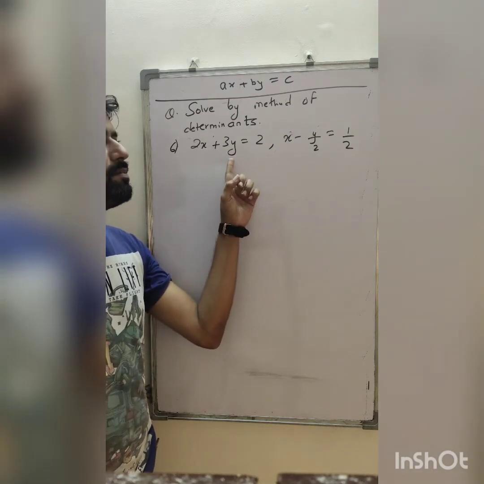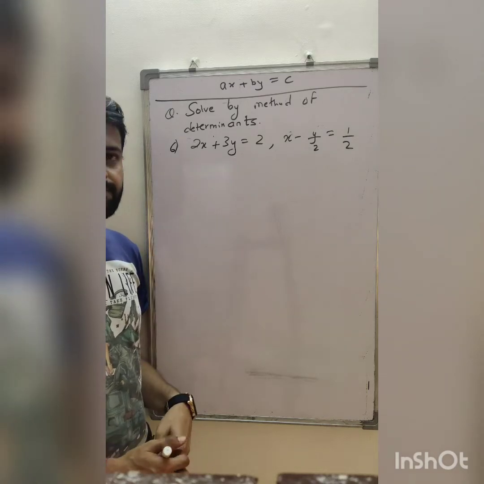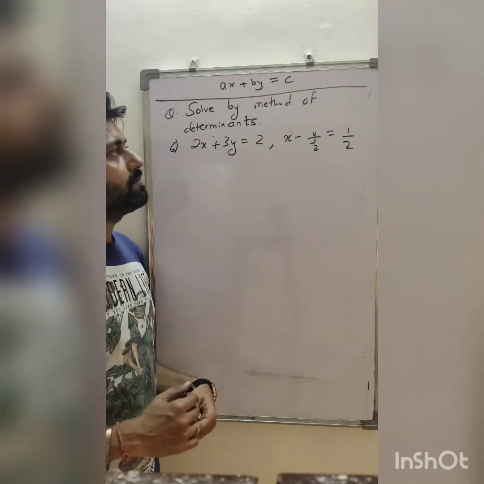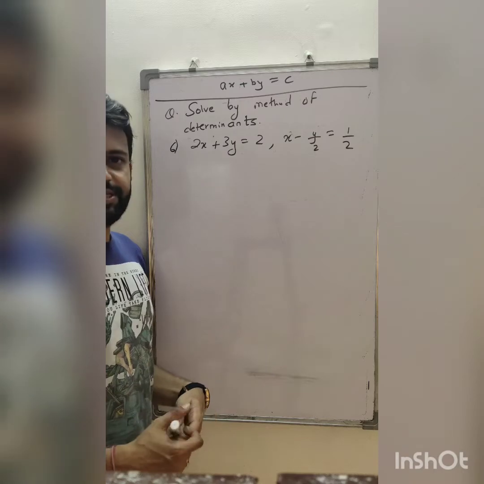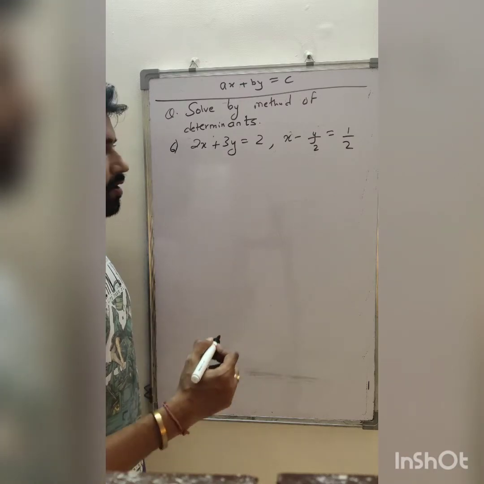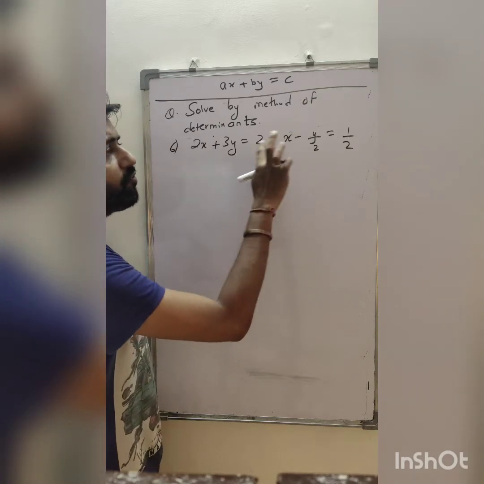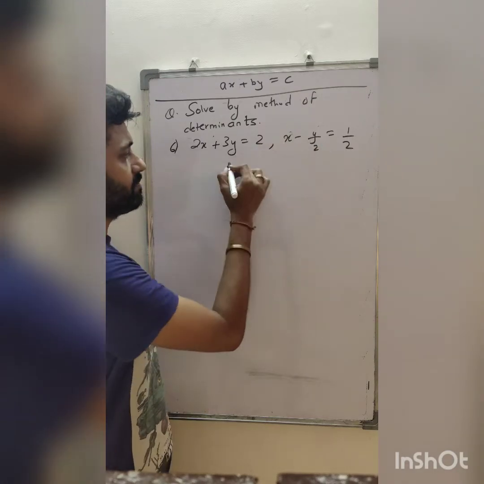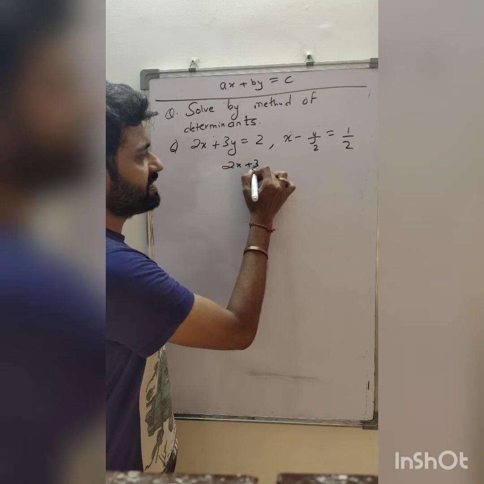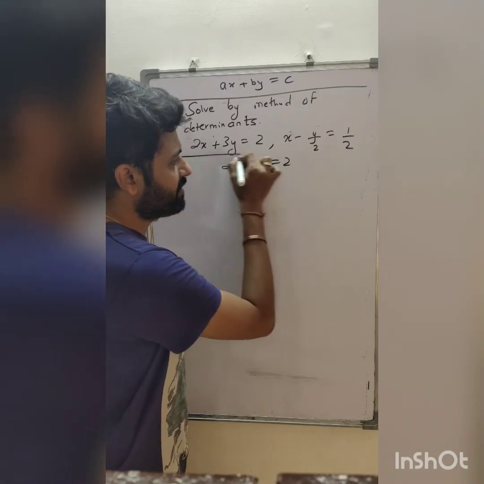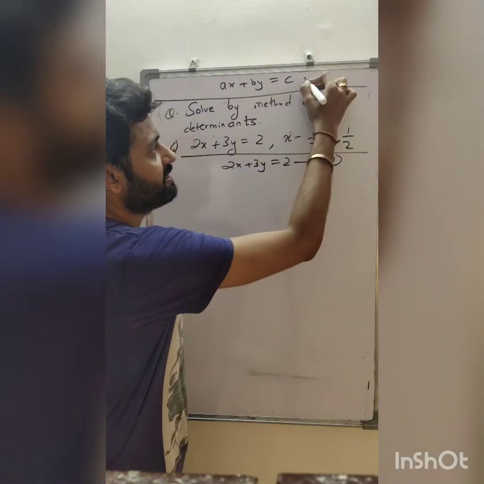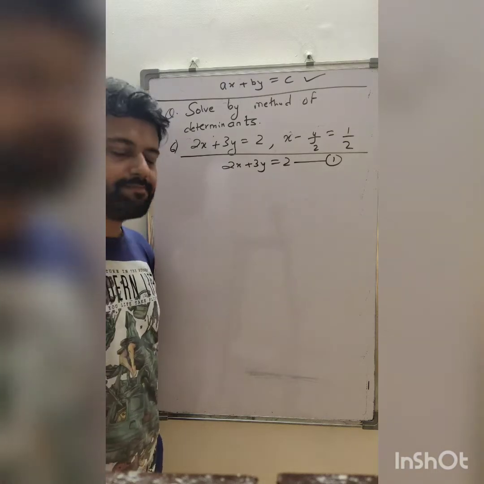This is the sixth sum in the exercise to solve by the method of determinants. Revising again, learning again, we have to write the two equations one below the other. 2x plus 3y is equal to 2. This is the first equation. It is in the form of ax plus by is equal to c.